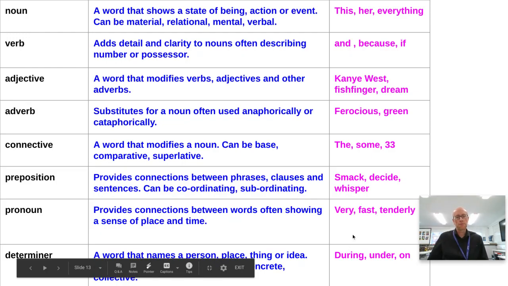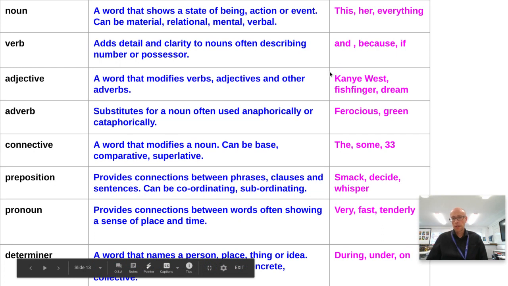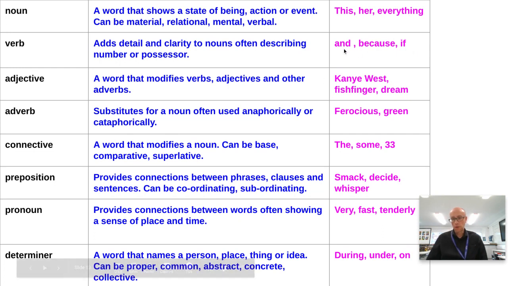And then finally, we have determiners, which add detail and clarity to nouns, often describing the number or possessor. So, for example, the number 33 over here, that is a determiner. Or the definite article 'the' is a determiner as well. Okay, so if we look down here, these are your pronouns. And, because, and if are your connectives: that's a coordinating connective, and those are subordinating connectives.